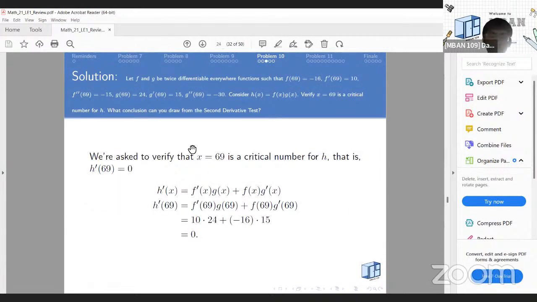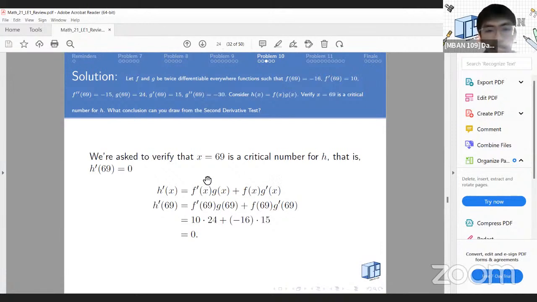So, we're asked to verify that x equals 69 is a critical number for h, that is, h prime of 69 is 0. So, i-recall lang natin ang product rule sa differentiation. Pag meron kang multiplication ng dalawang function f of x at g of x, ang kanilang derivative ay f prime of x times g of x, plus f of x times g prime of x.